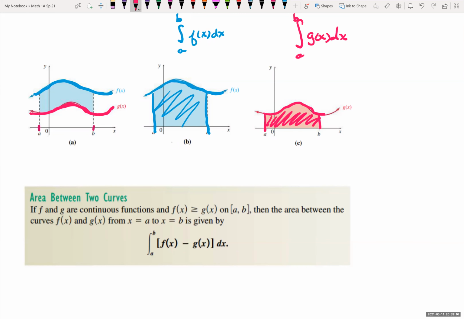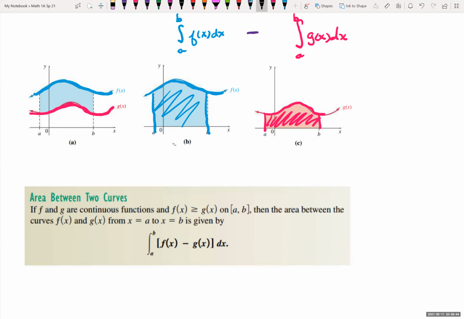Well, notice if we subtracted off that area of g of x in there, that would just give us the area that we wanted. And so if we look at the area of our upper function minus the area of our bottom function, that would give us the area bounded between those two curves.